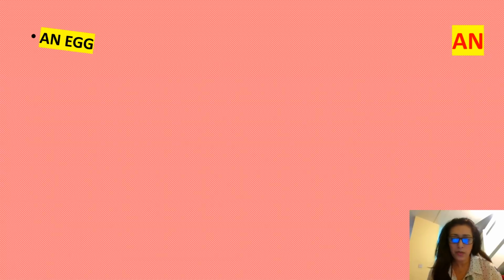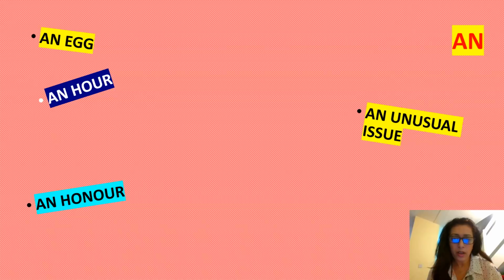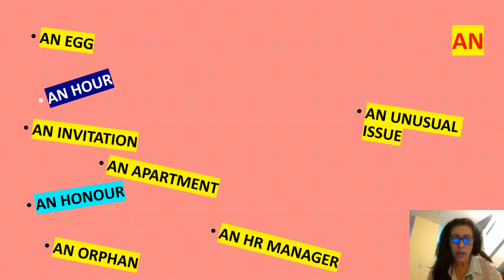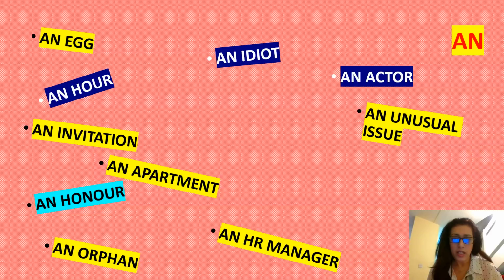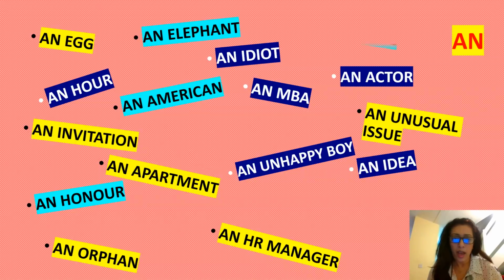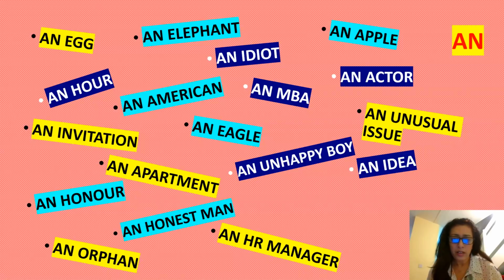Now the examples for an: an egg, an hour, an honor, an unusual issue, an orphan, an invitation, an HR manager, an apartment, an idiot, an actor, an MBA, an idea, an unhappy boy, an American, an elephant, an apple, an eagle, an honest man.